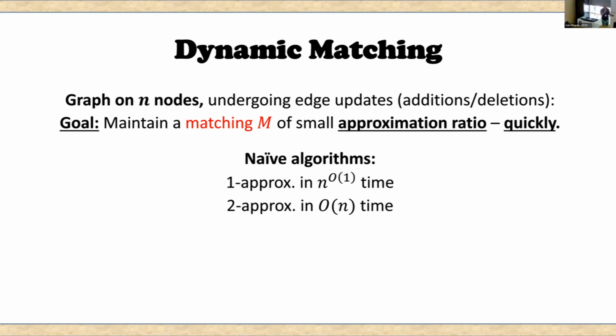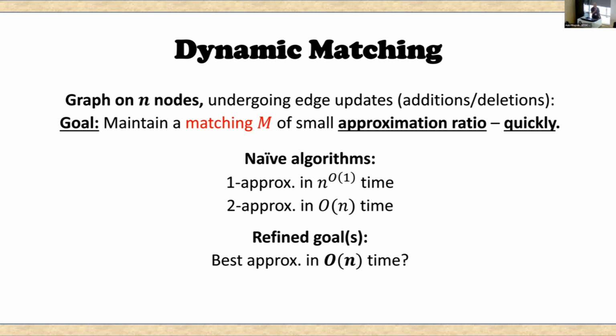And so really the question in this area is of the following flavor: what's the best approximation you can get in, say, linear in n time? Can you do better than 2? What's the best you can do in sublinear in n time? Same type of question. What's the best you can do in even polylog or maybe even constant update time?